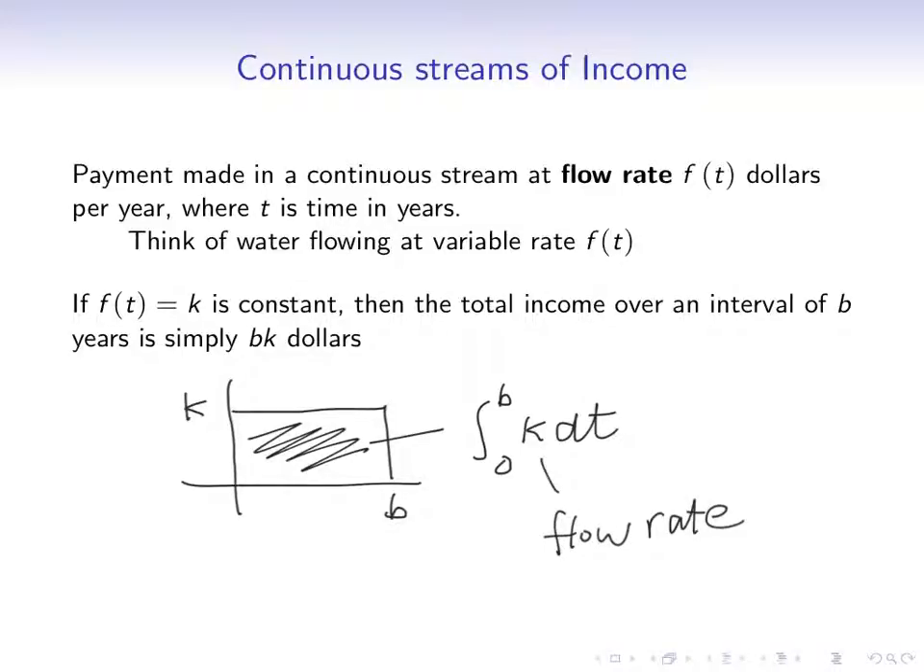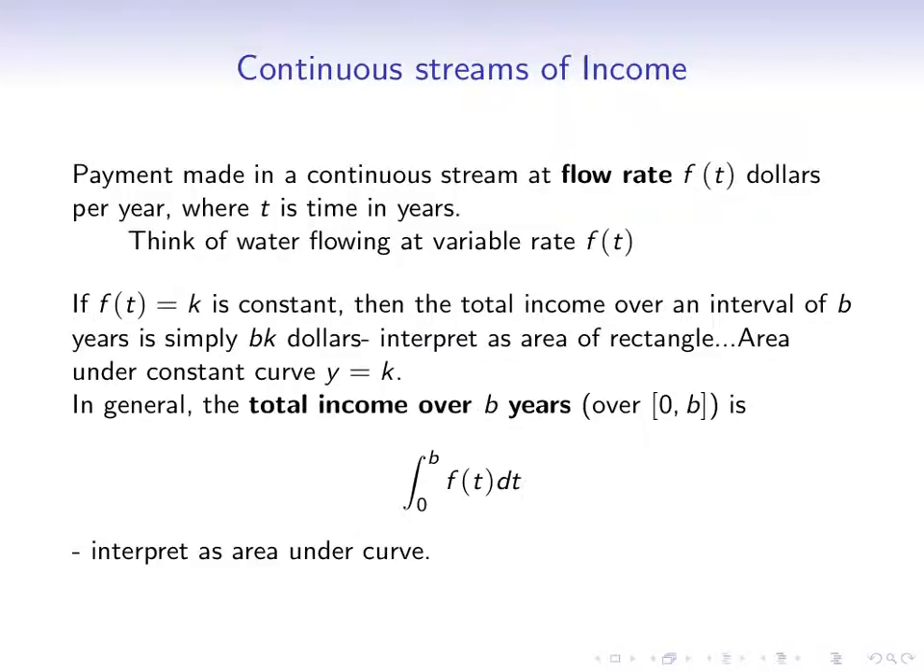This is nothing more than saying if you get paid $100 per year for, say, 10 years, then your total amount paid is $1,000. In general, the total income over b years with the flow rate f of t is the integral from 0 to b of f of t dt. Again, that is the area under the curve f of t from 0 to b.